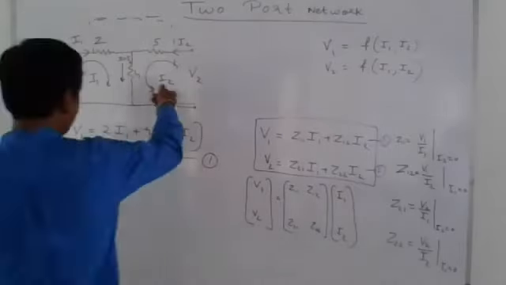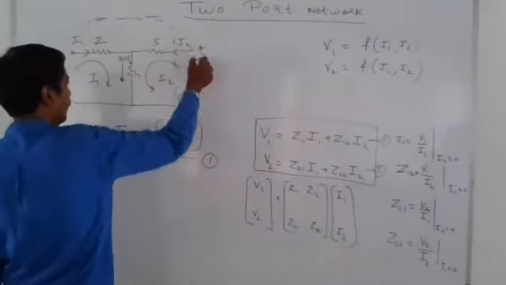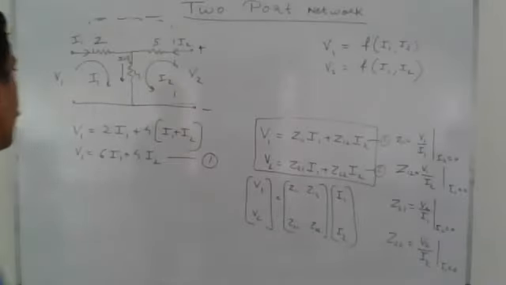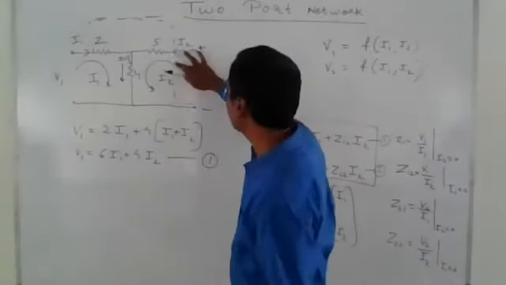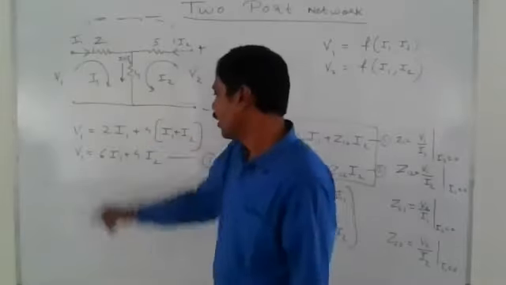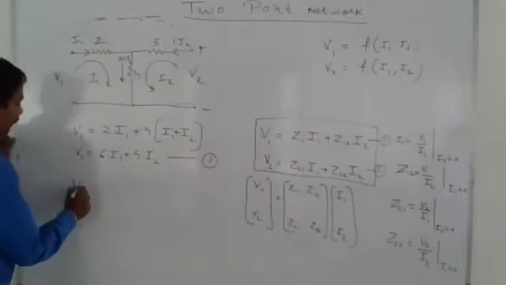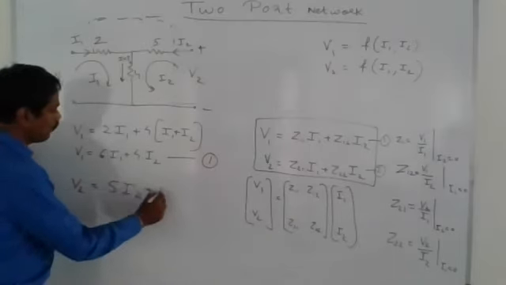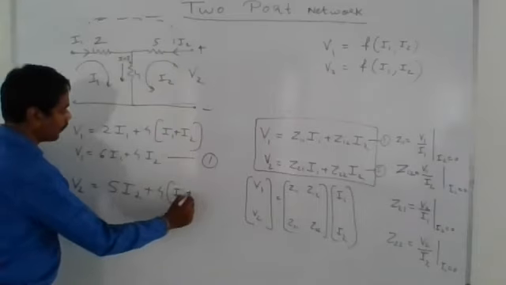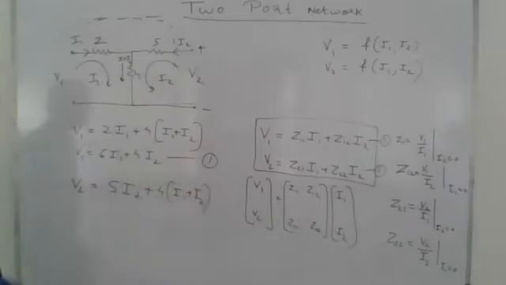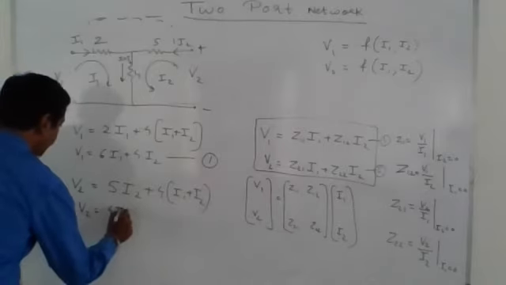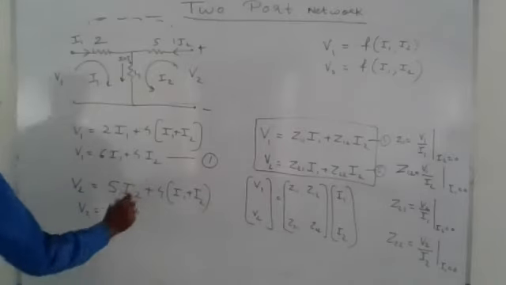For the second equation, you write Kirchhoff voltage law in this loop in the anti-clockwise direction. You can write V2 is equal to 5I2 plus 4(I1 plus I2). Anybody having any confusion in writing the equation can ask. Then you can directly write V2 is equal to 4I1 plus 9I2.